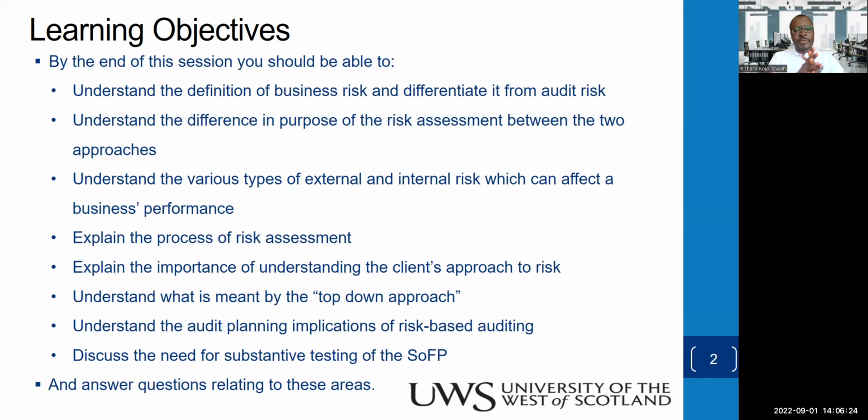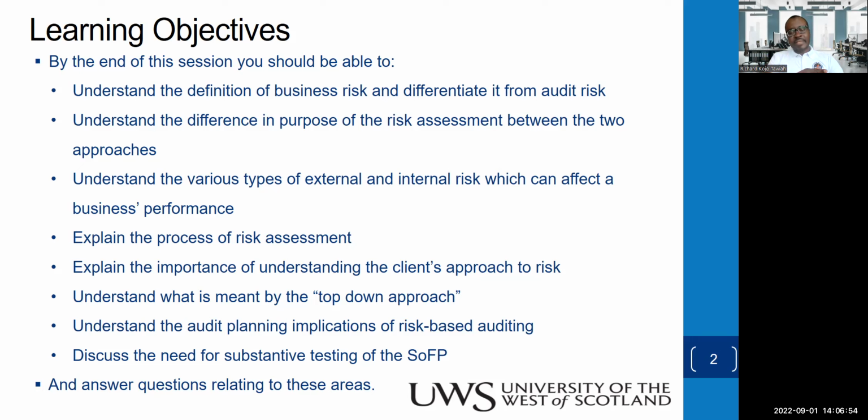So we know what business risk is. How do we differentiate it from audit risk? Business risk is the risk that can affect the business as a result of its daily activities, the operating environment in which the business thrives, and the management actions and responsibilities. Audit risk is a function of 3 items: inherent risk, control risk, and detection risk. So they are totally different.